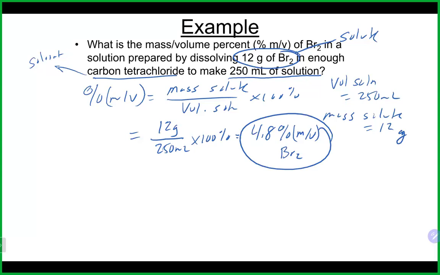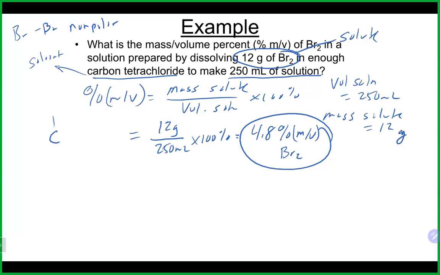Water would be a terrible solvent for bromine because bromine is Br2, right? And that is a non-polar molecule, right? So nonpolar and water, which is polar, do not mix, right? So they would not make a solution.